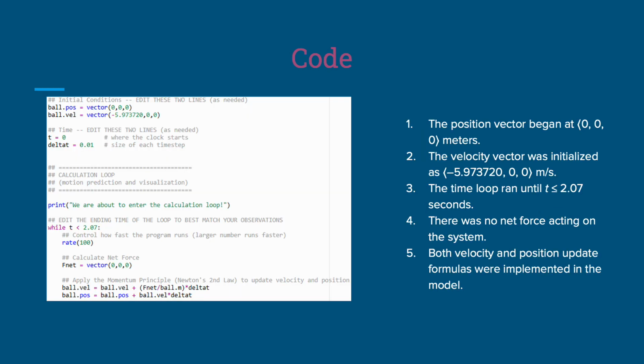In GlowScript, I defined the ball's initial position as the origin and set its velocity to negative 5.97 meters per second in the x direction. The time loop ran until just over 2 seconds. Importantly, I set the net force to 0, so the velocity stayed constant. The position was updated step by step using the velocity, and the velocity itself remained unchanged, which perfectly represents constant motion.